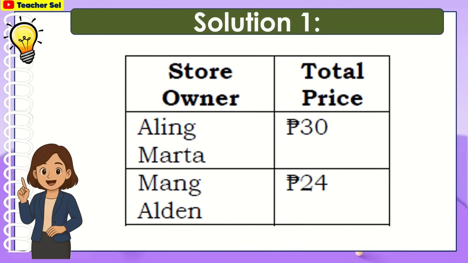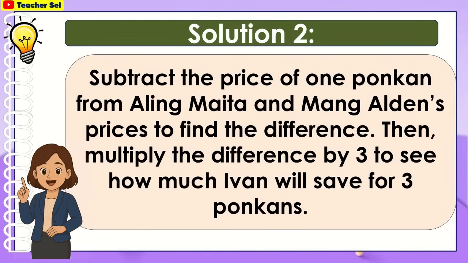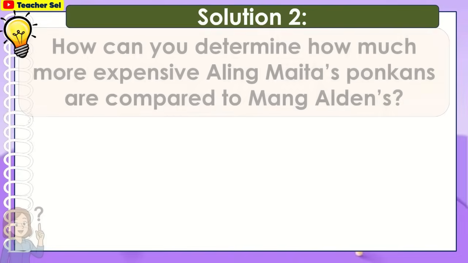Here is the solution. Solution 2. Subtract the price of 1 pongkan from Aling Maita and Mang Alden's prices to find the difference. Then multiply the difference by 3 to see how much Ivan will save for 3 pongkans.